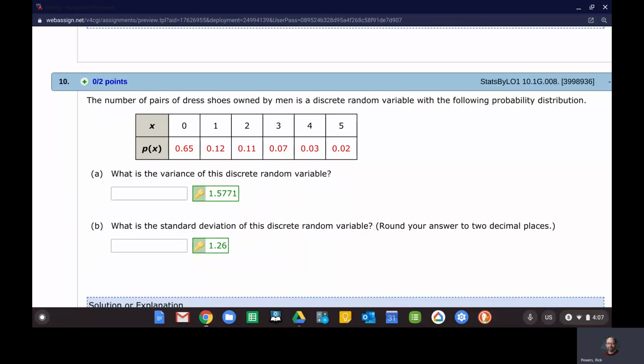What does that mean? It means that the number of pairs of dress shoes can be described by using a variable x. If it's 0, then these are people that have no dress shoes. 1 means they have 1 pair of dress shoes, and so on. And then the probability distribution means that we have different percentages. 65% of men have no dress shoes, so that's probability of 0.65, and so on. These are made up numbers.